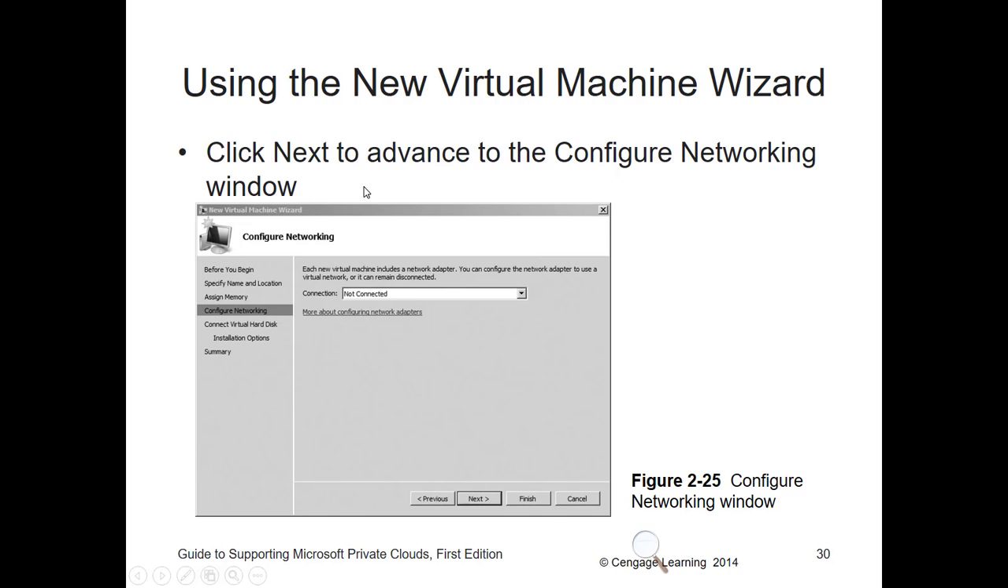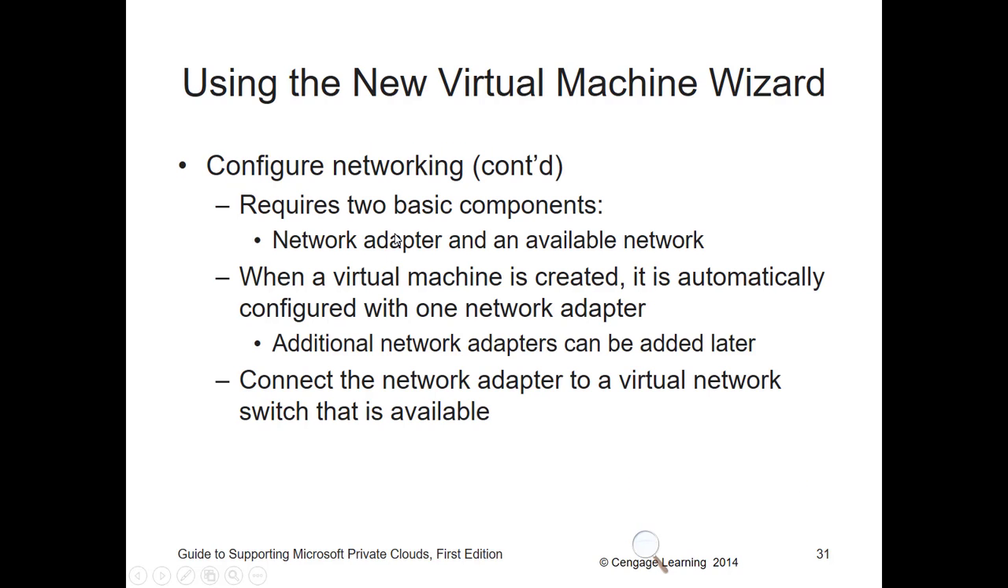So if we go for the virtual machine wizard, there is that network card setting, and we connected it to the external network card. The network wizard requires two basic components. So configuring networking requires two basic components, a network adapter and an available network. Of course, we had a network adapter and we created an external virtual switch. So we're good with that.